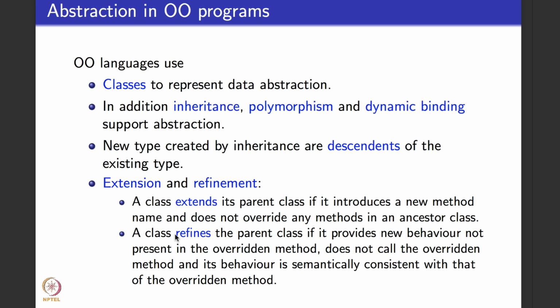Now, there could be 2 kinds of new types that could be created. You could have extension or you could have refinement. So what is an extension? We say a particular class extends its parent class if it introduces a new method name and does not override any method from its parent or ancestor. A particular class, on the other hand, refines a parent class if it provides new behavior that is not present in the overridden method, and it also does not call the overridden method, and along with that, its behavior is semantically consistent with that of the overridden method.